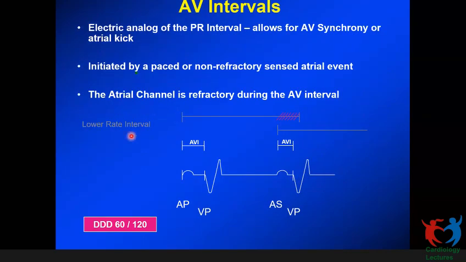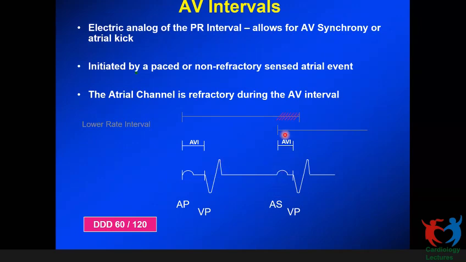And then you may have to program an AV interval. So in this, there are two AV intervals. One is a paced AV interval and a sensed AV interval. A paced AV interval is the one that starts after a pace, and a sensed AV interval is the one that starts after a sense.